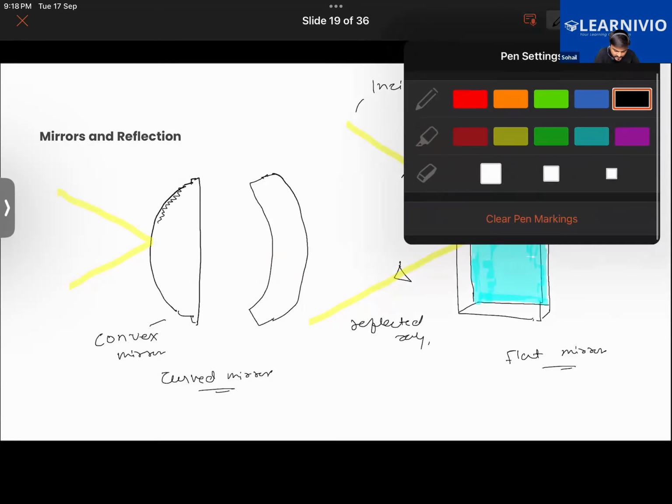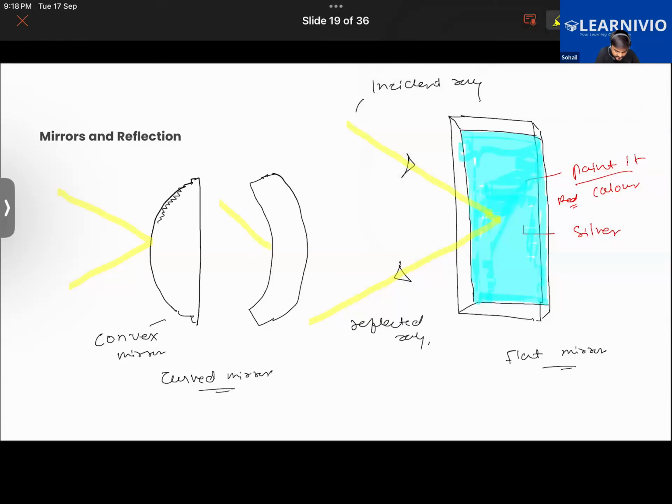And the other one is the concave mirror. So the reflecting surface is curved inward. It is curved inward like this. Another one is like this. So from here, reflection is from the curved surface. That is the thing.